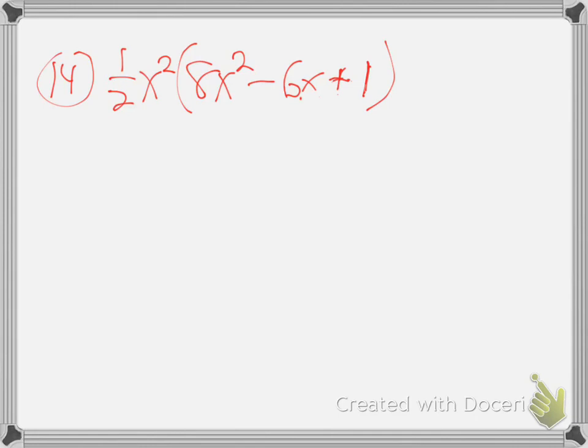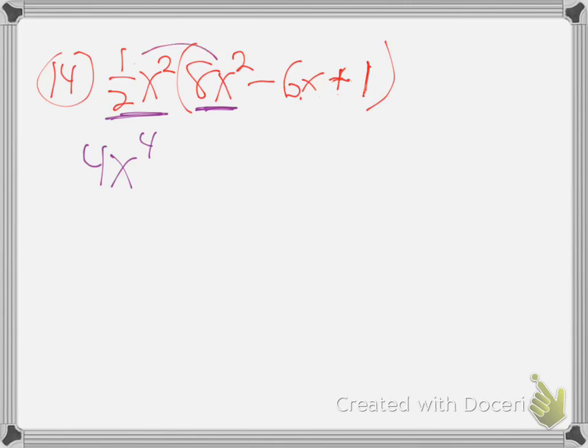Okay, so the half x squared is going to multiply all three, right? So it's going to go right here first. So what's half of 8? 4. And the powers do what? Add, 4x to the 4. So far, so good? Out front numbers multiply, powers add.